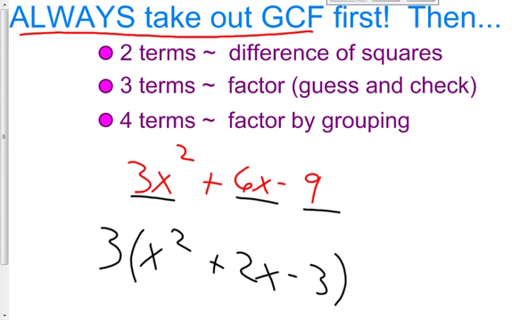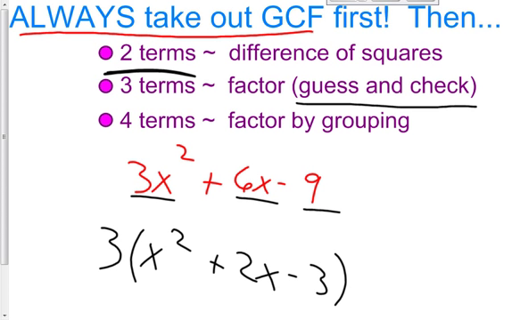Then the second thing, if there's only 2 terms, what should come to your brain instinctively is think if it's the difference of 2 squares. And we're going to have a couple examples on that in our notes for today. So if it has 2 terms, think of the difference of 2 squares. If it has 3 terms, think of factoring. And the way that you're going to factor these is just by guessing and checking.